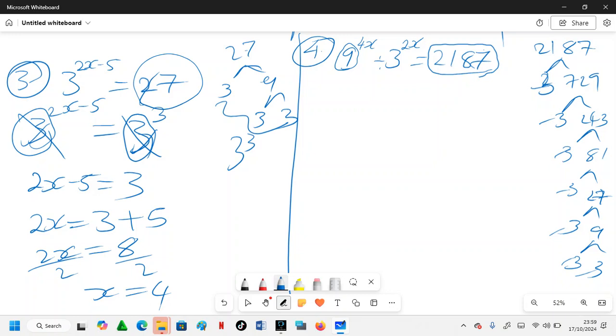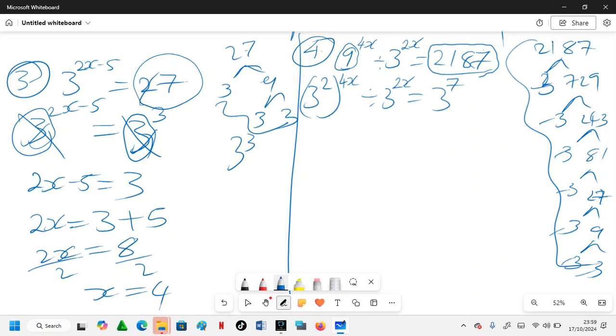So this one is 7 to power 2, 9 is 7 to power 2, and 9 is raised to power 4x, divided by 3 to power 2x, and this one is 3 to power 7, as we have seen here, right? So this one is multiplication, so 3 to power 2 times 4x. I'm going to skip that step, you know what to do. So we are just multiplying the powers, 2 times 4x, that is 8x, then divided by 3 to power 2x is 3 to power 7.